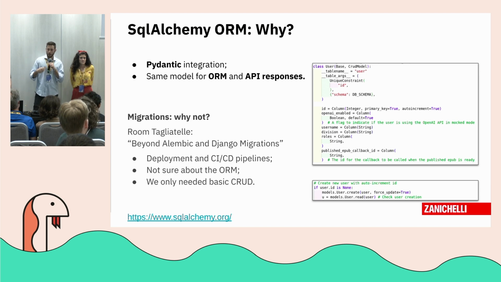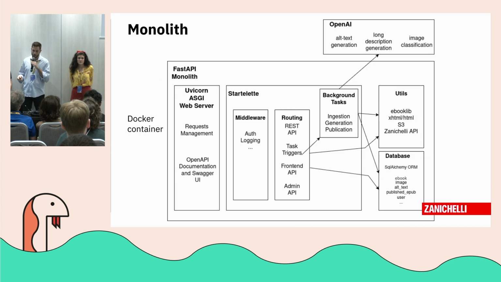We did not add any Alembic migration yet, but it is because we need only basic CRUD operations in our application. And we weren't sold on staying with the ORM until we experimented a bit more with other solutions. In general, pairing an ORM with a migration tool is a best practice, and it's on our roadmap. There is also a lively discussion about this topic in room Tagliatelle, if you're interested.